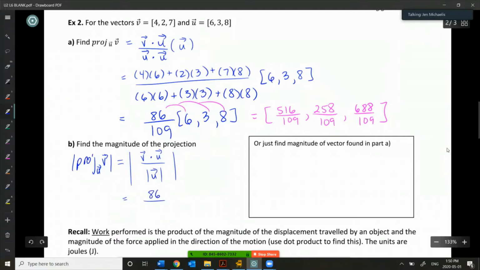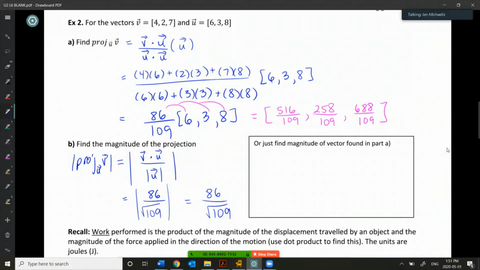So v dot u, we've already done this. This is 86, and the magnitude of u can actually be calculated pretty easily off this. We're going to calculate this by simply taking each component squared and taking the square root of it. So what we get is root 109. And we're going to take the absolute value of that, which gives us 86 over root 109.